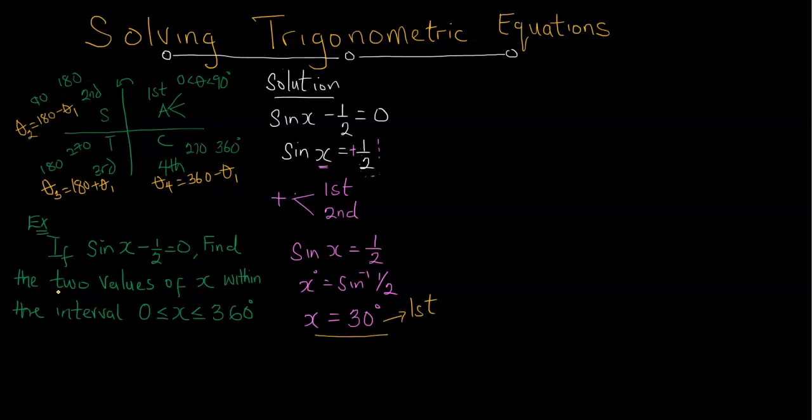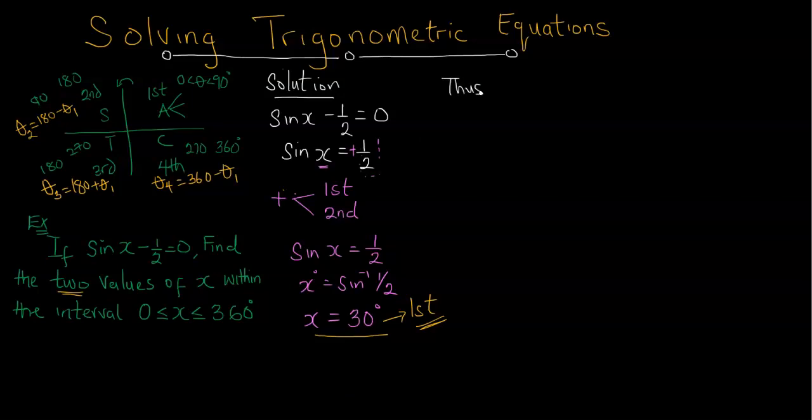But the question is asking us to obtain two values. Since we know from the sign that there are two values here, one in the first quadrant and the other in the second quadrant, and we already figured out what the angle is in the first quadrant, we are just going to use this relation, theta 2 equals 180 minus theta 1, to obtain the value of the angle in the second quadrant.